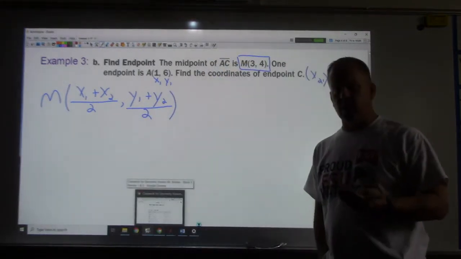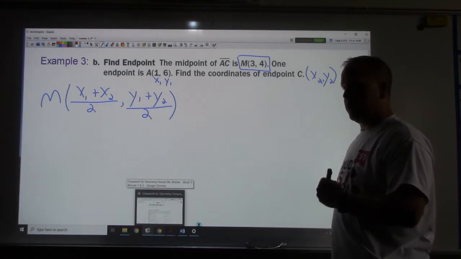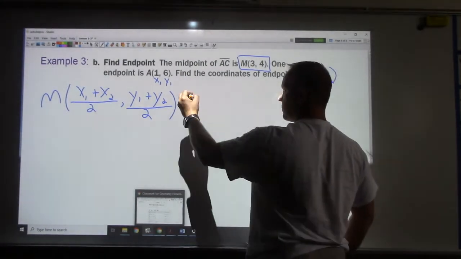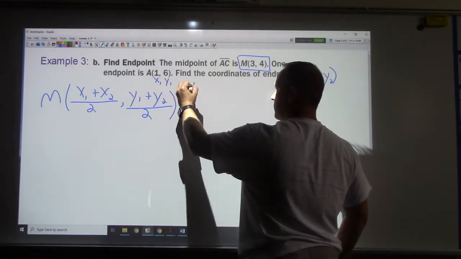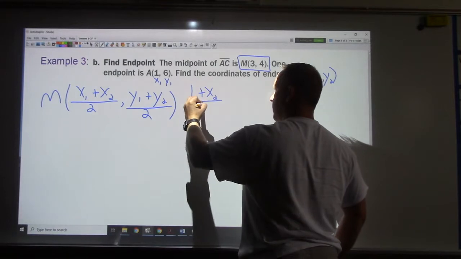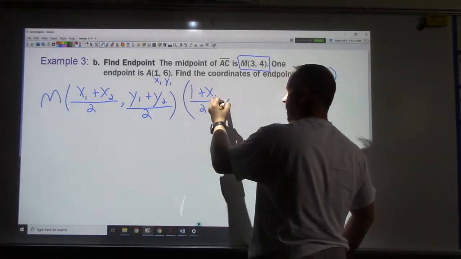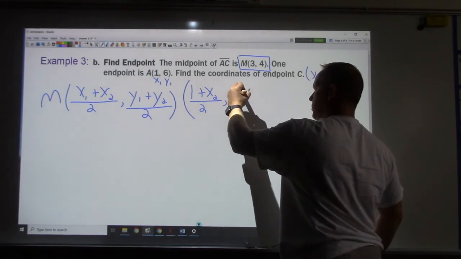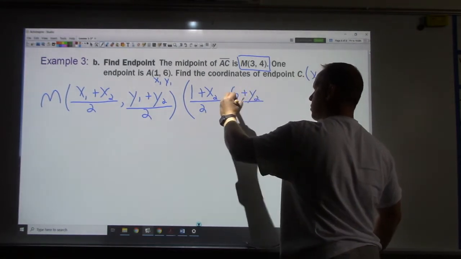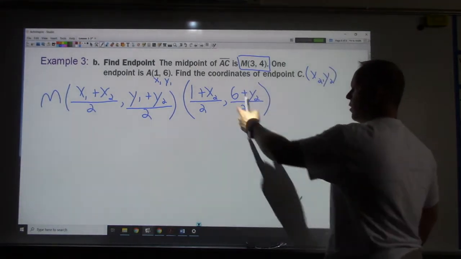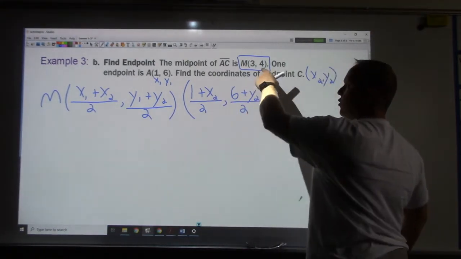Notice though, I only have one x value to plug in, I only have one y value to plug in. So, plugging those in, x1 is 1 plus x2, because I don't know what that is, divided by 2, comma, I know my y1 is 6 plus y2 divided by 2. I don't know these values, but I do know where the middle is.